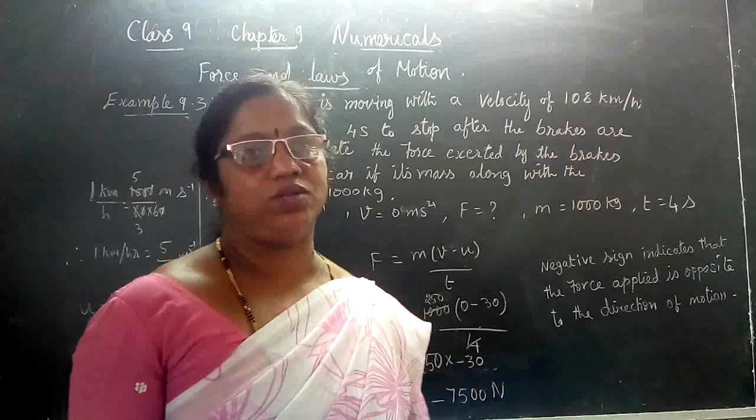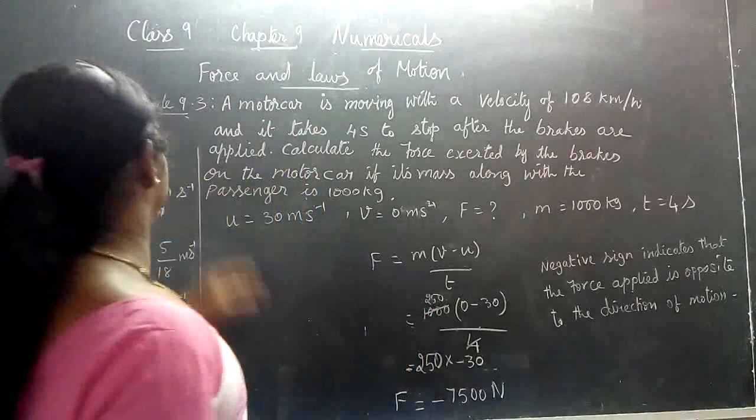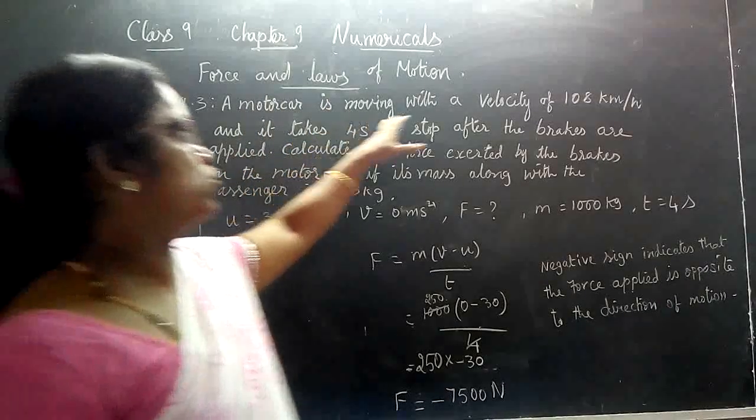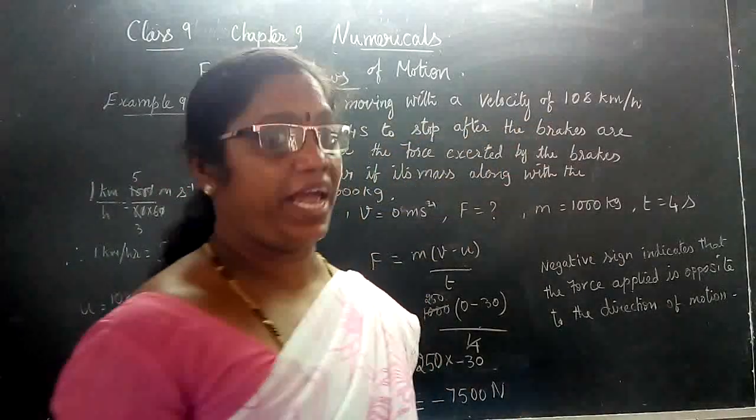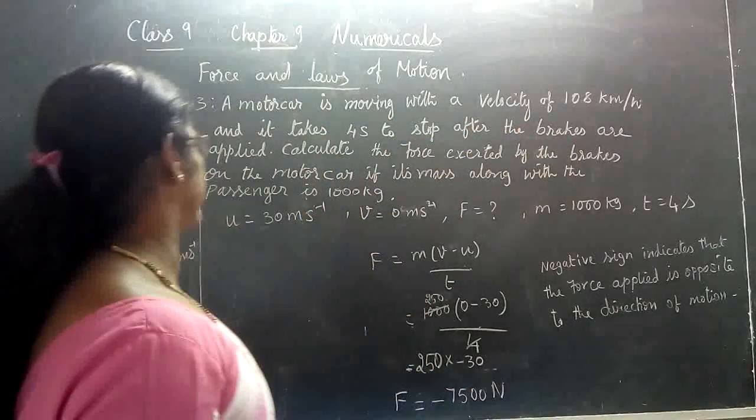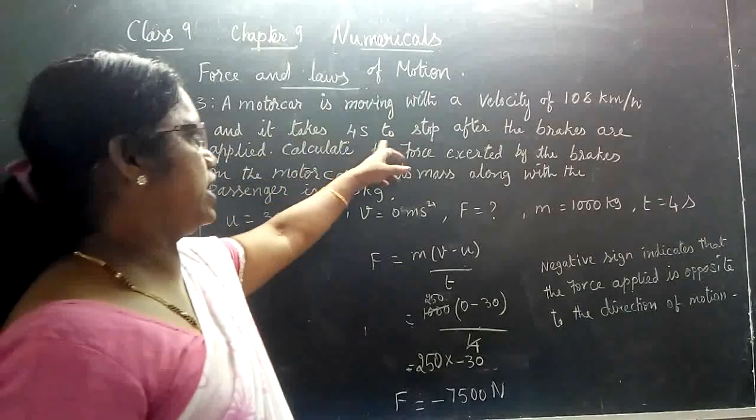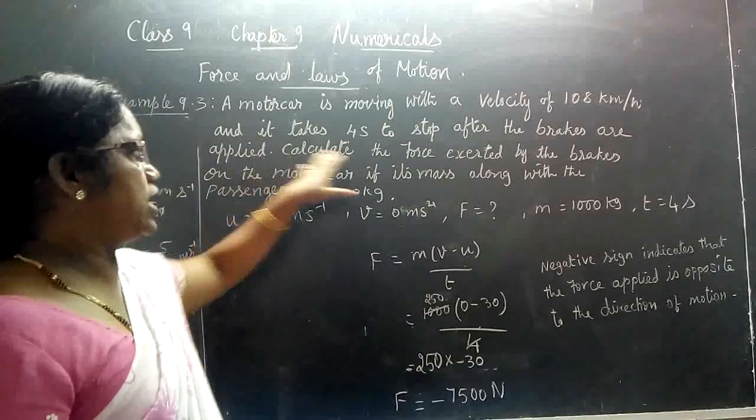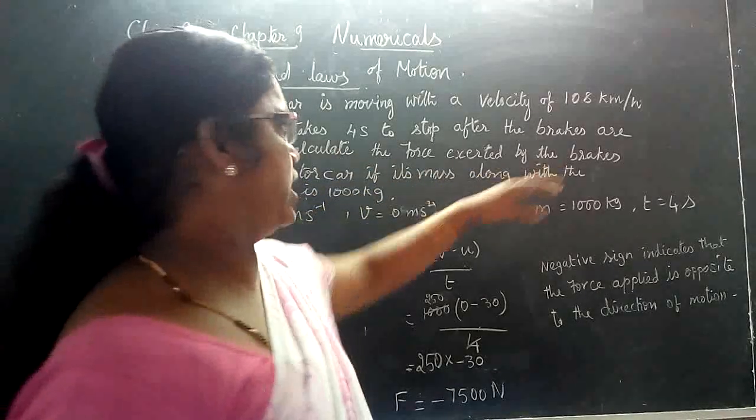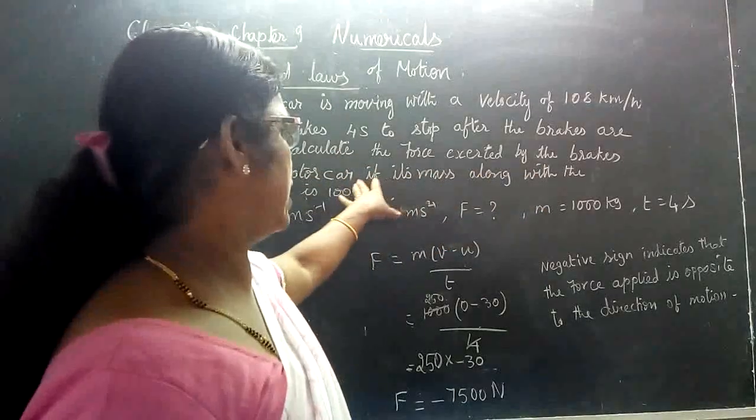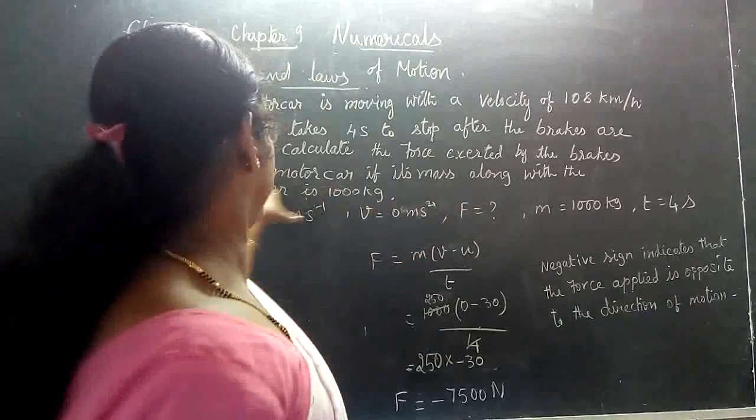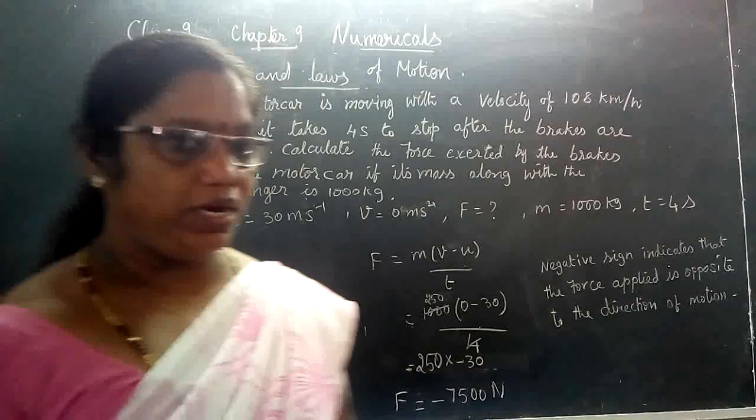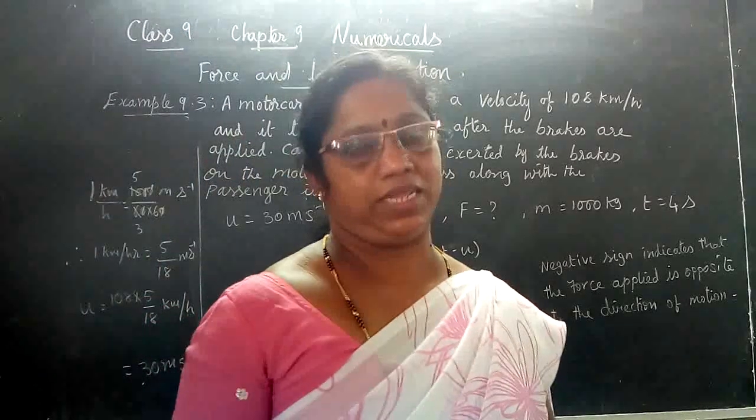Now let us solve the third example sum in this lesson. A motor car is moving with a velocity of 108 km per hour and it takes 4 seconds to stop after the brakes are applied. Calculate the force exerted by the brakes on the motor car if its mass along with the passengers is 1000 kg. So here we have to consider certain things.